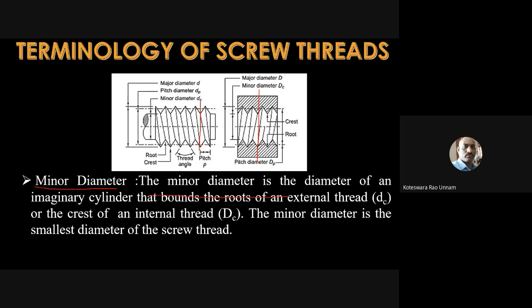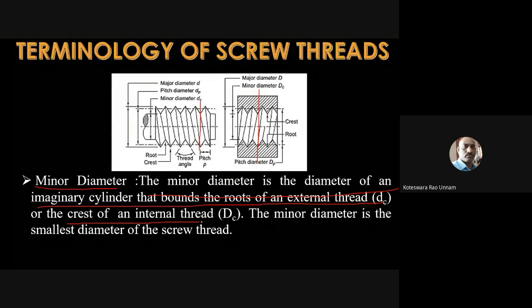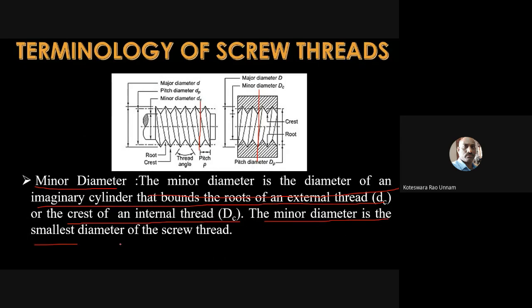The minor diameter is the diameter of an imaginary cylinder that bounds the roots of an external thread, small dc, or the crest of an internal thread, capital DC. The minor diameter is the smallest diameter in the screw thread. Whether it is an internal thread or an external thread, the minor diameter is going to be the smallest one and the major diameter is going to be the largest one. So here, in the case of external threads, the minor diameter is the cylindrical surface bounded by the roots of the threads.